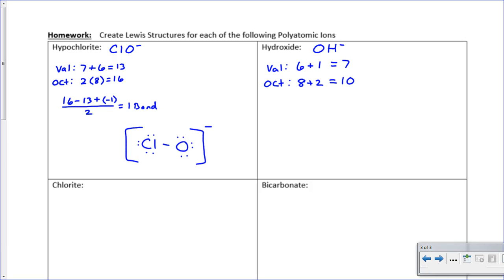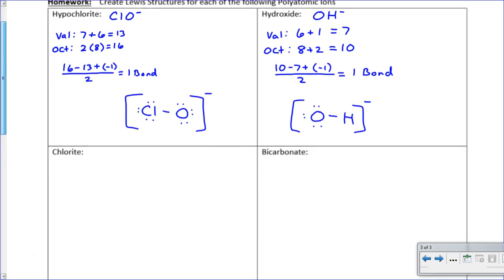And then we take 10 minus 7 plus the charge plus -1 over 2. And we get 1 bond for this one as well. So it's O and H, single bonded. Hydrogen doesn't need any more electrons on it because it only needs 2, but this oxygen needs to have 6 more to bring it up to 8 because that 1 bond counts as 2. All right, and this is where we're at with this. And it ends up being a minus charge. Alrighty.